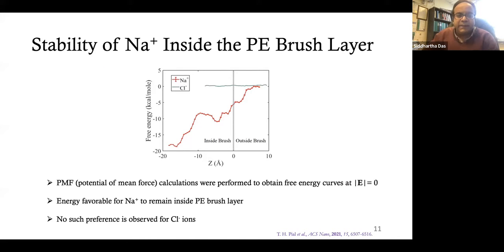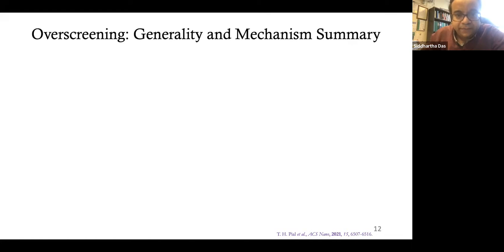We also check the stability of the sodium inside the polyelectrolyte brush layer, and you can see a small localized minimum inside the brush layer for the sodium ions. No such minimum exists for the chloride ions. So this says that sodium ions can be highly stable inside the polyelectrolyte brush.